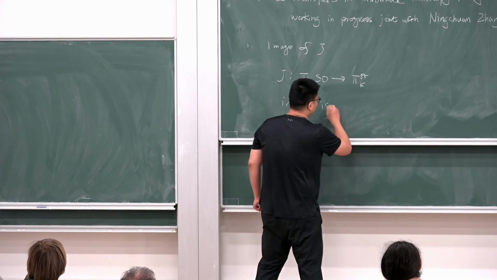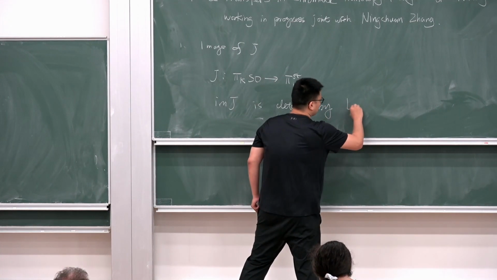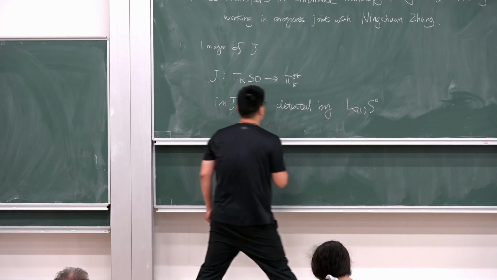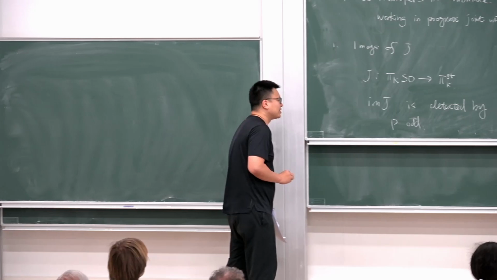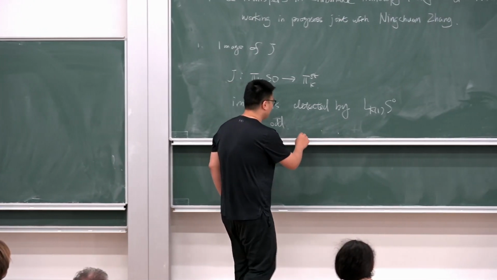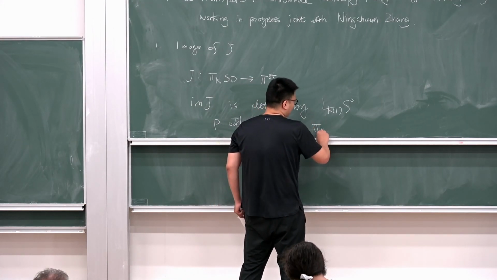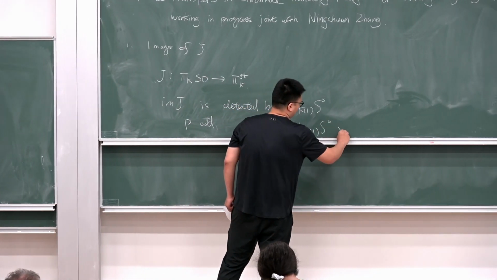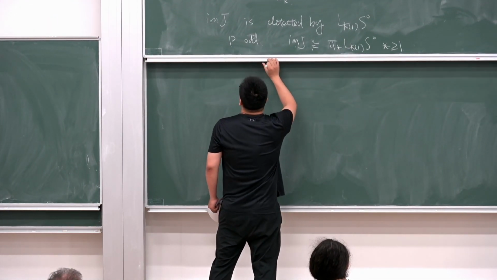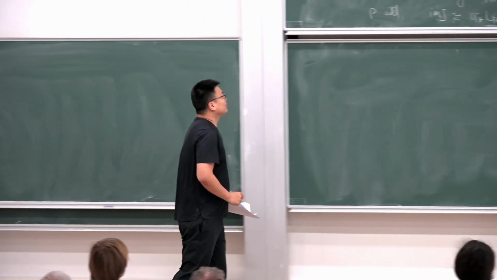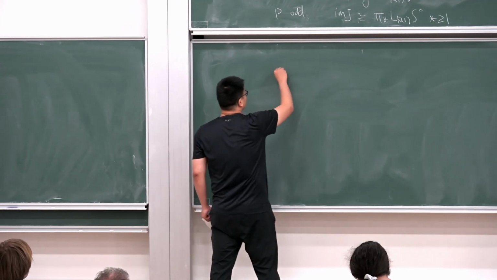And chromatically, this is detected by the K1 local sphere. Maybe let me just state the result for the odd prime, and prime 2 is very similar, but something is off. So basically what I'm saying is the image of J is isomorphic to pi star of the K1 local sphere, if I start from stem 1. And this is studied by Adams using the Adams operation.